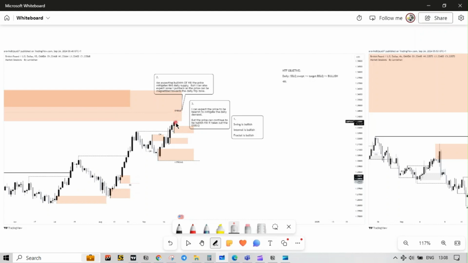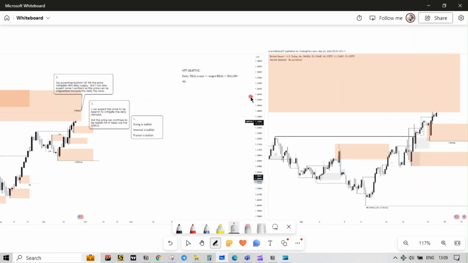So today can be slightly bearish. Maybe London can be bearish and make the low of the day, and then New York can distribute, holding the London low and then taking out the daily buy side liquidity. That could be one of the scenarios where the price can play out bullish. So you can expect the price to be bearish to mitigate the daily demand, but the price can continue to be bullish till it takes out the buy side liquidity. This buy side liquidity is our main target.